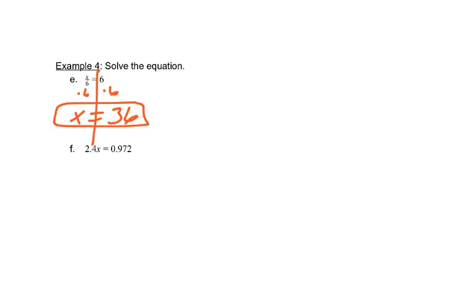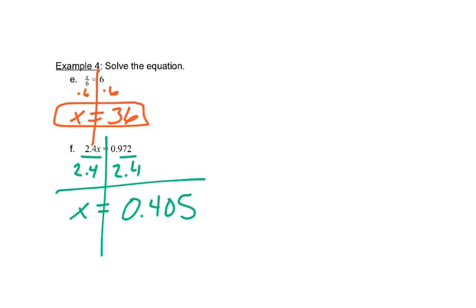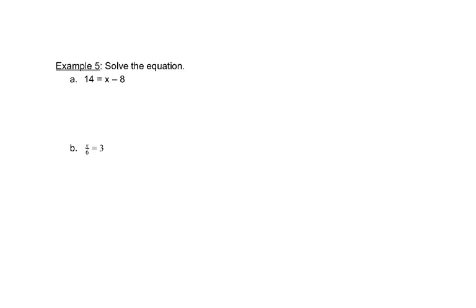F works the same way. It looks messy, but we're just dividing by 2.4 because it said multiply by 2.4. So 0.972 divided by 2.4 equals 0.405. These are the same thing.